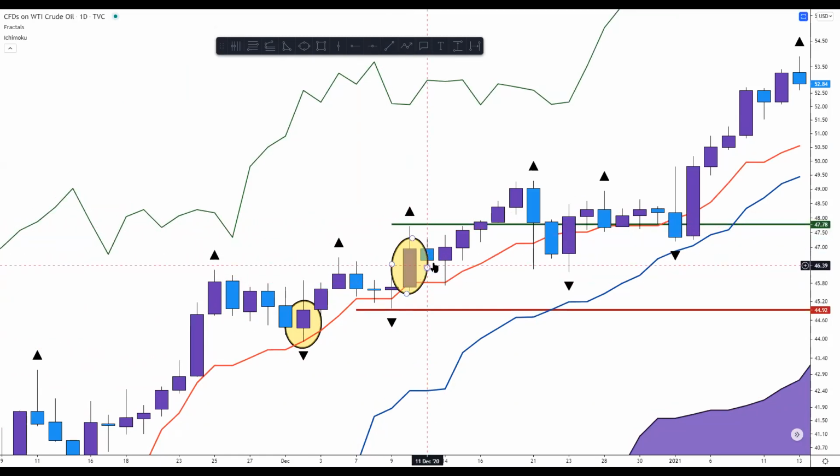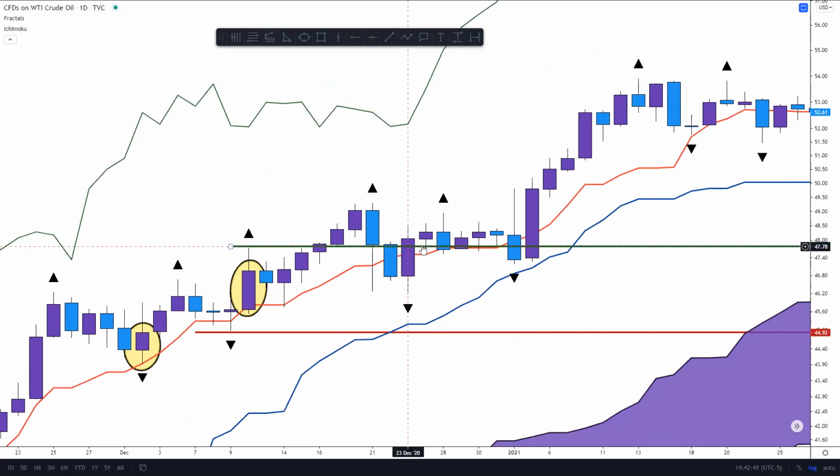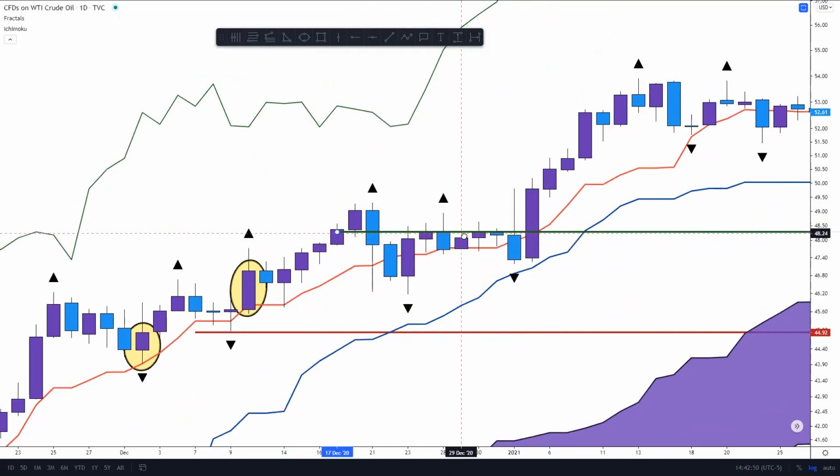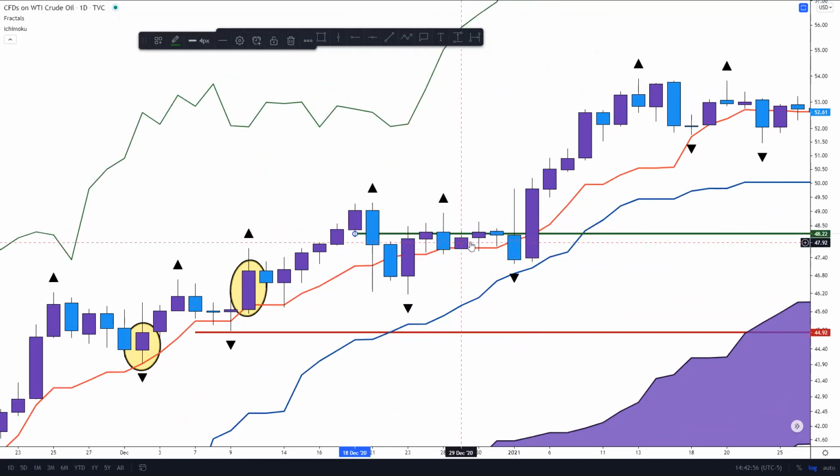Let's see. We see that it triggered us in right here. We caught some profit, but we see that it moved back down. But as long as we're still above the Tenkan-sen, the Kijun, and the Kumo, we're still bullish. And look again, we have another bullish engulfing candle right here. So there's another entry right here. Triggered us in. We're just letting the market do its thing.